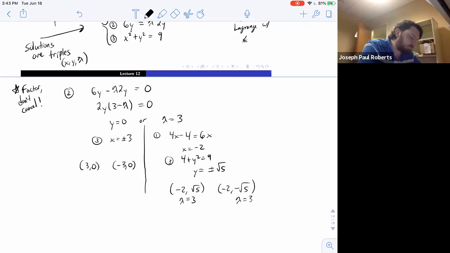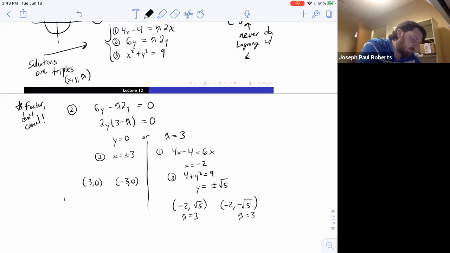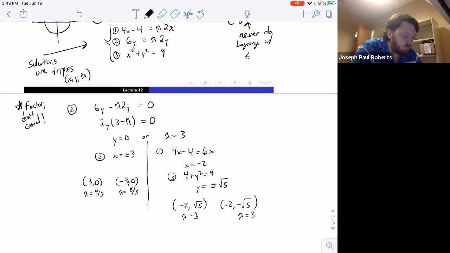But then for this, if you go back to equation 1, you could figure out the lambda value. So if x is 3 and y is 0, I would have 12 minus 4 equals 6 lambda. So after you substitute it in, it turns out that lambda is 4/3 for this. And that, what, negative 16, so 16/6, which is what, 8/3? Lambda equals 8/3, I believe, is the solution there.